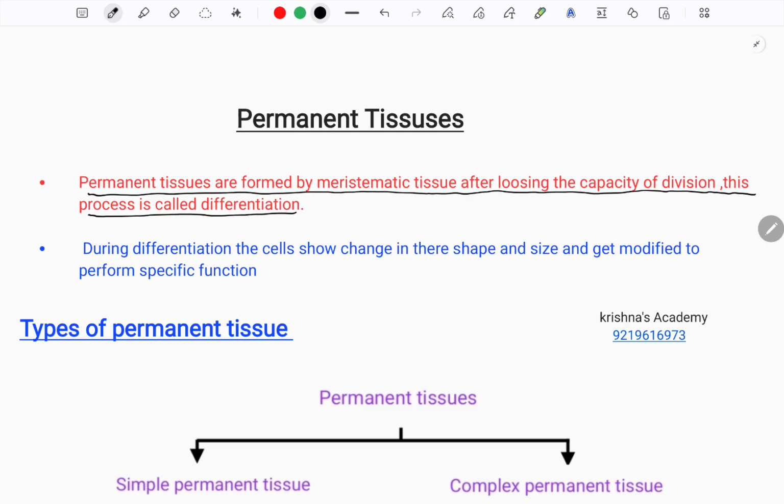And there are two different types of differentiation. Shape and structure will change. This is called structural differentiation, and they get modified to perform a specific function. This is called physiological differentiation. Means during differentiation, the cells show changes in their shape, size, and get modified to perform a specific function. This process is called differentiation. All the permanent tissues are formed by this process only.